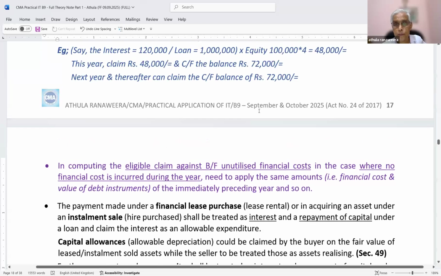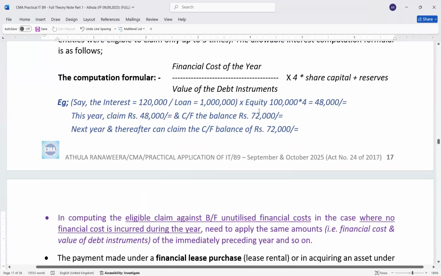Correct. Am I right? You're correct. So in that case, the share capital, since the reserve is minus, share capital 4 times. Reserve, in the sense, are you considering the revaluation and retained earnings?